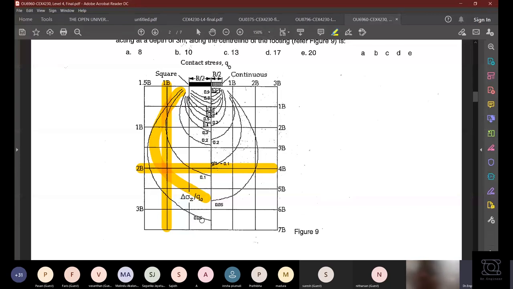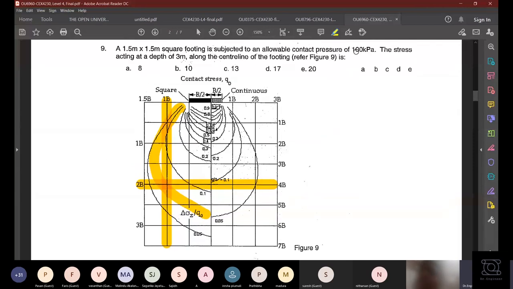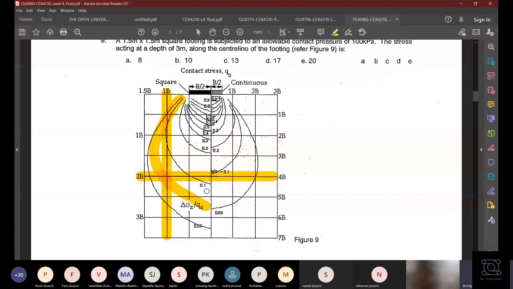So we know the contact pressure is 100, right? If we take 0.1 as the value, you multiply 0.1 and 100, it would be 10. If you take 0.05, it would be 5. So our value would be between 5 and 10, right? We don't know the exact value, but it should be between 5 and 10. So you have only one such value, that is 8. So the answer is A.